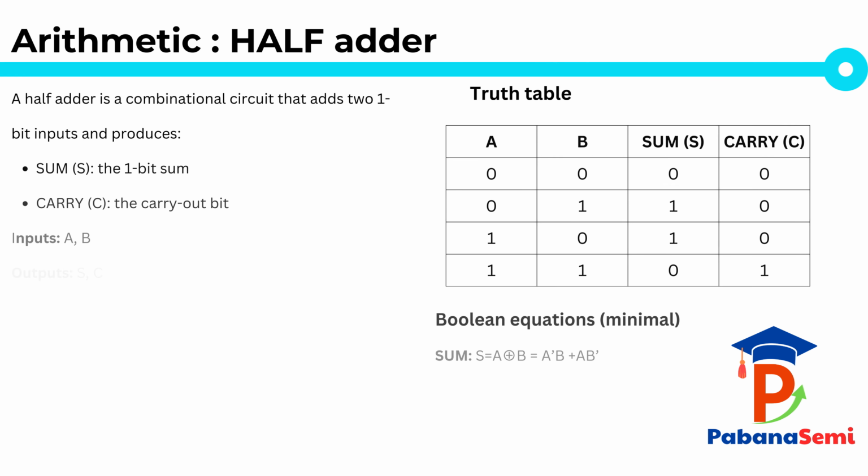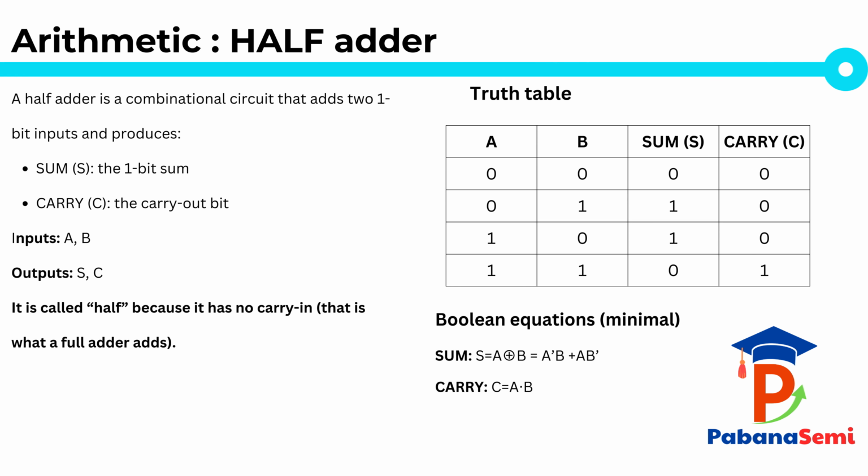A half-adder is a combinational circuit that adds two 1-bit inputs, A and B. It generates two outputs: sum, which is the 1-bit result, and carry, which indicates whether a carry is produced. From the truth table, when A and B are different, the sum becomes 1, and when they are the same, the sum becomes 0. That behavior matches the XOR function, so sum equals A XOR B, which can also be written as A prime B plus A B prime.